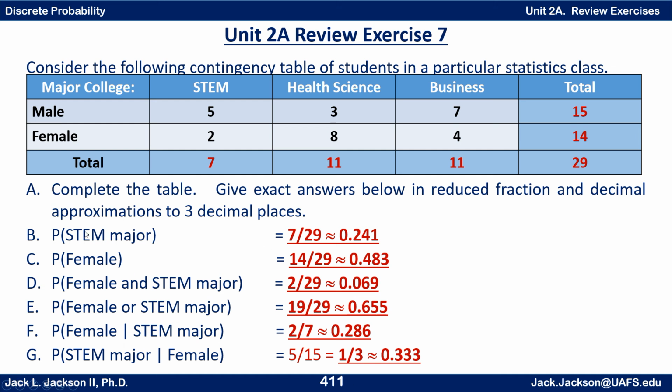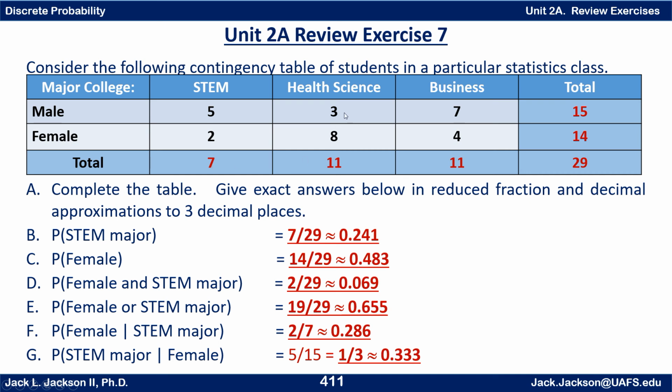The probability that we have a STEM major is the total STEM divided by the total altogether. So I guess first we should add these up. We had 5 male and 2 female STEM majors for a total of 7 STEM majors. That's adding down that column.